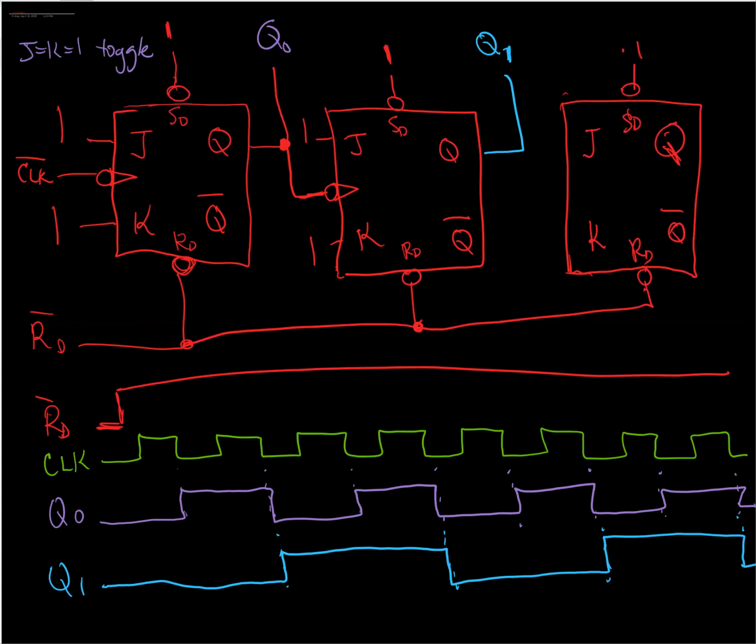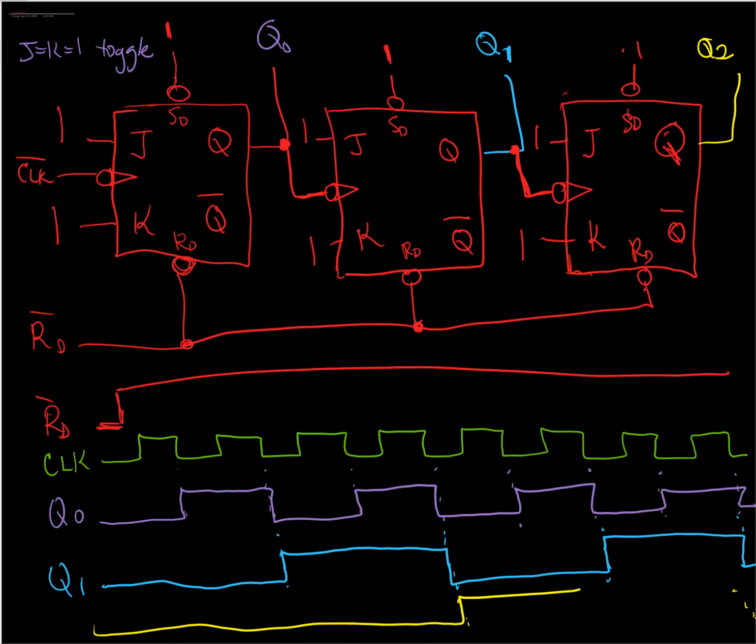My J and K are going to be tied high. And the clock of this last flip-flop is going to be tied to Q1, the output of the previous flip-flop. I'm going to call the output of this last flip-flop Q2, and it will toggle with every falling edge of Q1, which is just these two edges right here. So it's going to start reset like everybody else, then it's going to toggle, and then toggle back. And this is Q2.